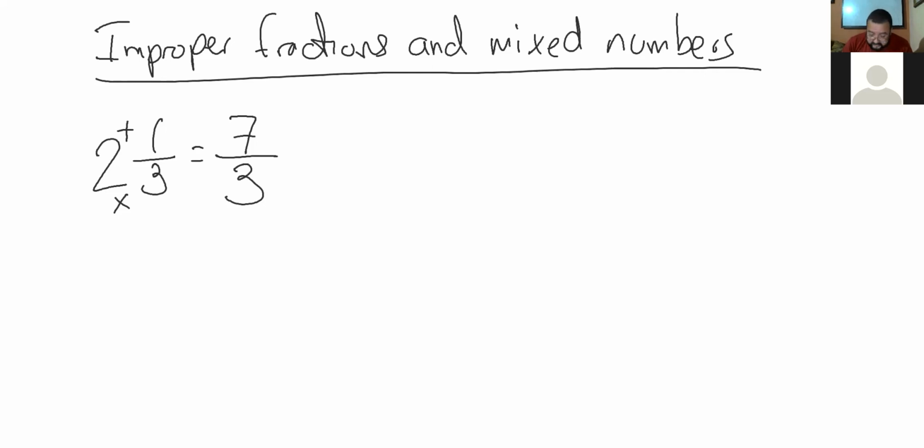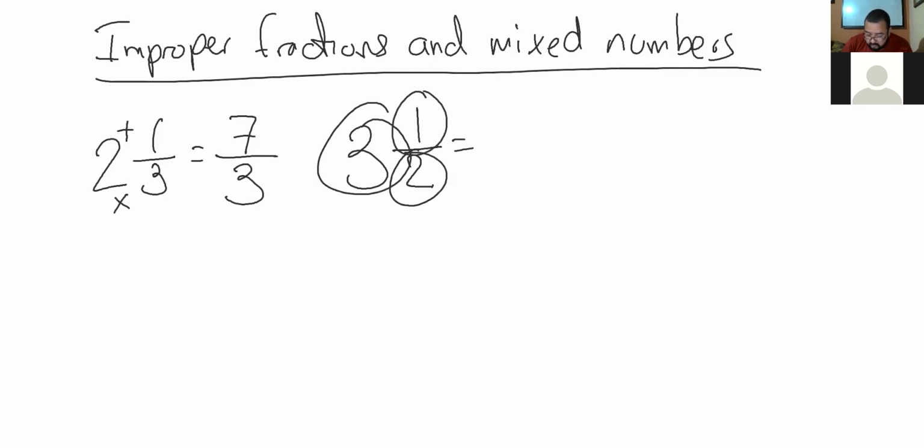Now let's do the second example. I'm going to give you this one. 3 1/2. So let's do it. Let's multiply 2 times 3, then plus 1. How many is 2 times 3? 2 times 3 equals 6. And 6 plus 1 equals 7. Remember, you're going to write the same denominator. In this case it is 2.